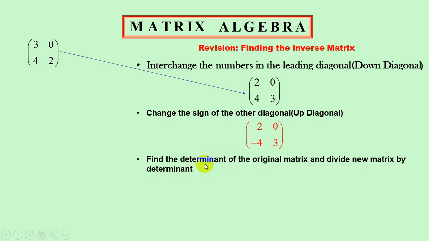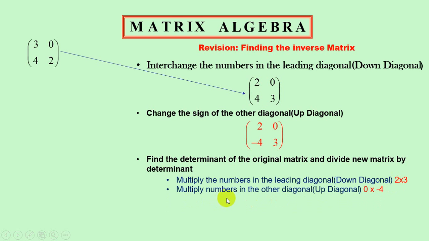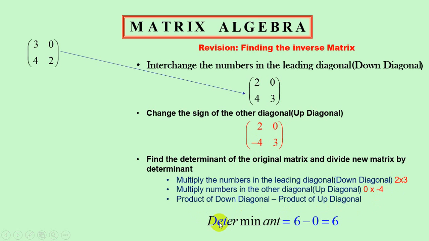Thirdly, we find the determinant of the original matrix and divide the new matrix by the determinant. There are 3 steps involved in finding the determinant. Step 1, we multiply the numbers in the leading diagonal, which is 2 and 3, so 2 times 3 gives us 6. Secondly, we multiply the numbers in the other diagonal, minus 4 times 0, which gives us 0. Thirdly, we take the product of the down diagonal, which is 6, and subtract the product of the up diagonal, which is 0. So the determinant is 6 minus 0, giving us 6.